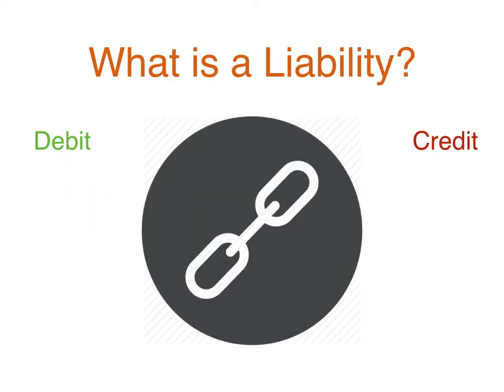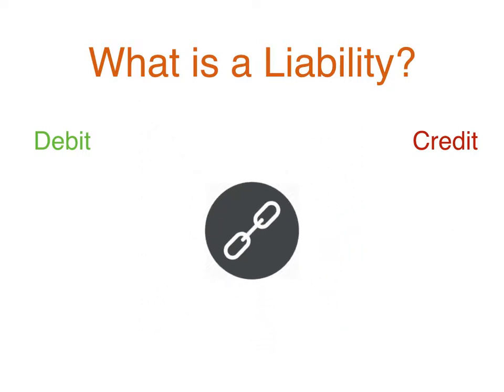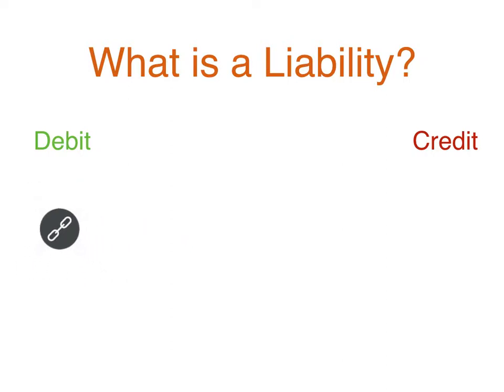A liability is an obligation of a business that results from a past transaction and will require the sacrifice of economic resources at some future date. For example, accounts payable. When both liabilities and equity decrease, you debit. When both liability and equity increase, you credit.